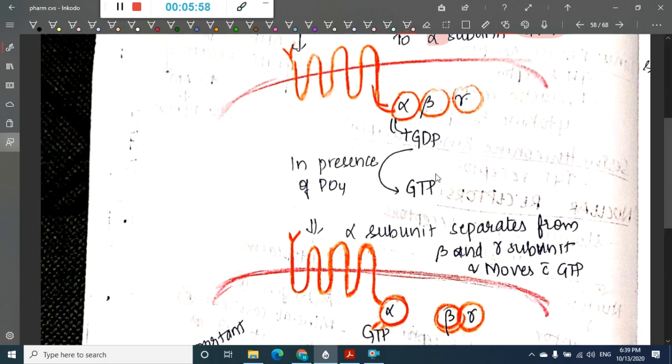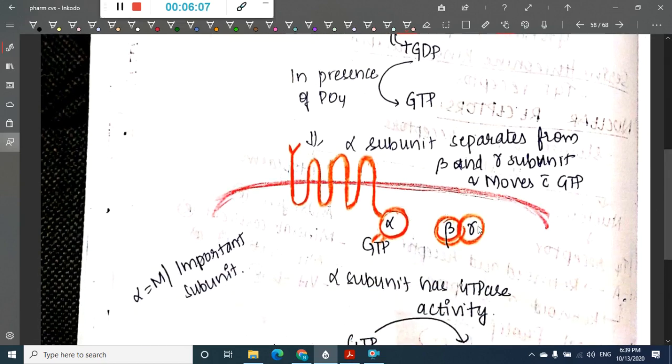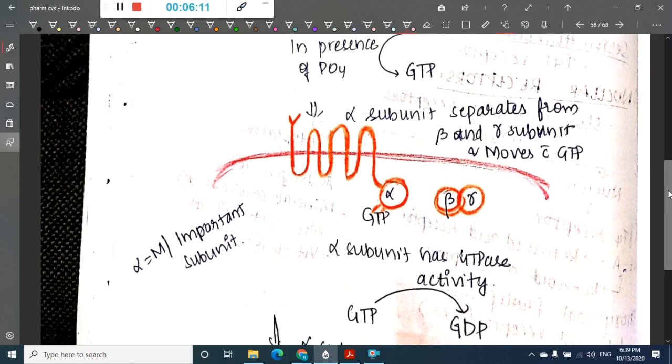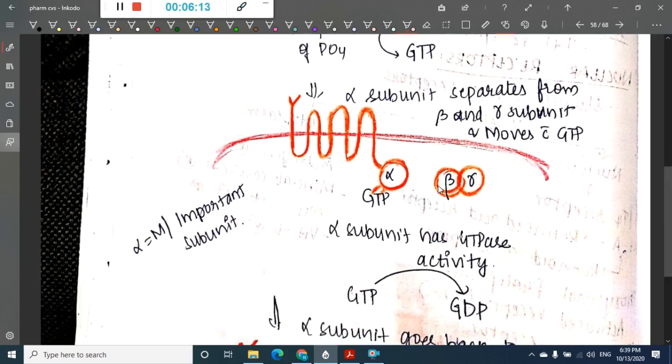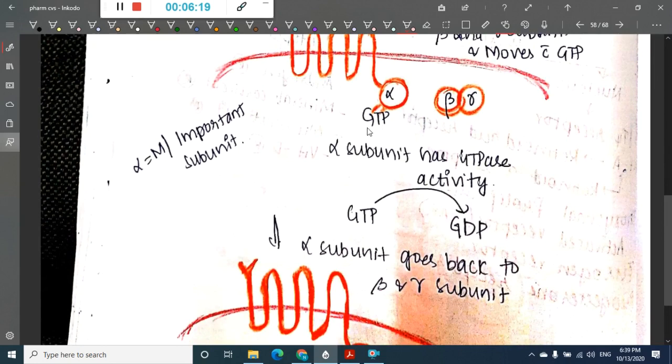Okay, so this conversion of GDP to GTP occurs in the presence of phosphate, and during this process the alpha subunit gets separated from the beta and gamma subunits. Okay, and now this alpha subunit will move with the GTP. Now the alpha subunit has GTPase activity. With the help of this GTPase activity, this GTP gets converted to GDP.